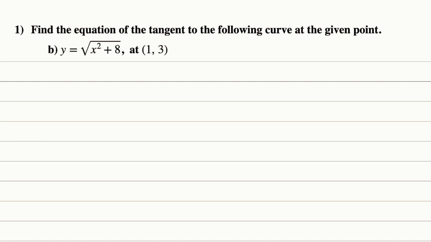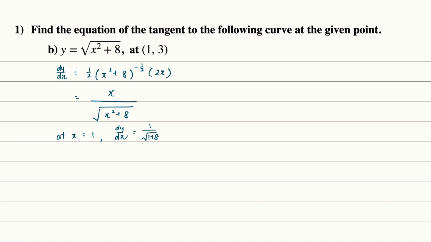Now let's try to find dy/dx using the chain rule. So this will be equal to half times (x squared plus 8) to the power of minus half. Remember, retain the original function, minus 1 from the power, which gives us minus half, and differentiate whatever terms are within the bracket, which is 2x. By simplifying further, we will have x over the square root of (x squared plus 8). So at x equals 1, dy over dx is equal to, let's substitute x equals 1 into dy/dx, 1 over the square root of 9, which gives us a value of 1 over 3.